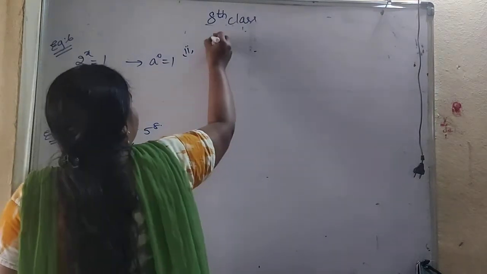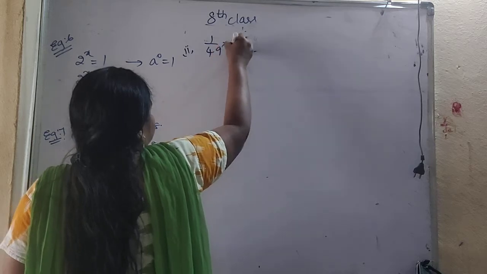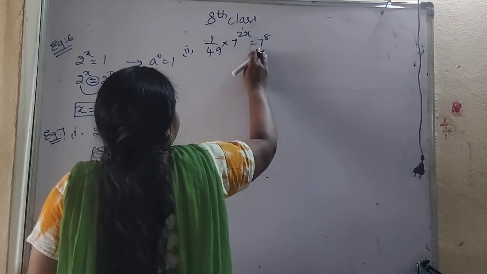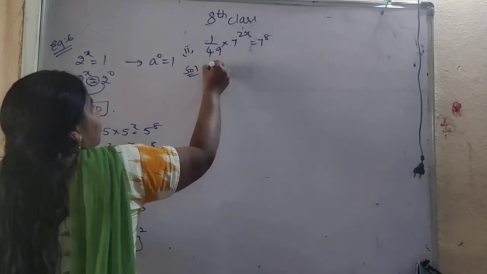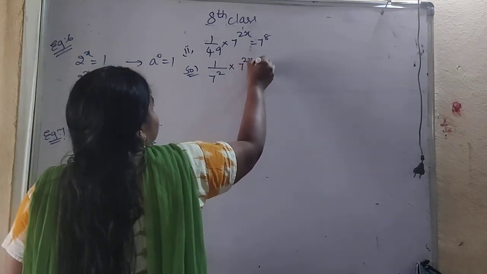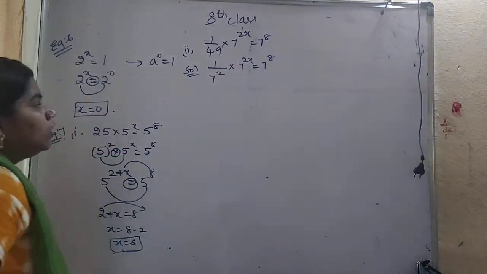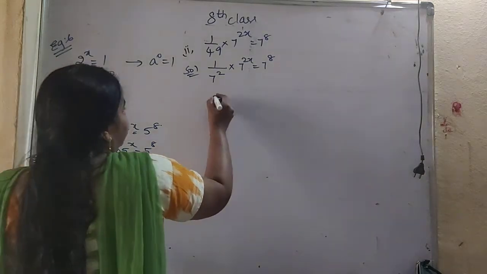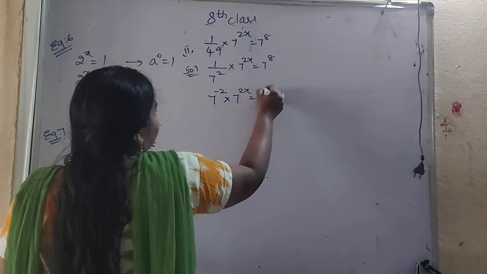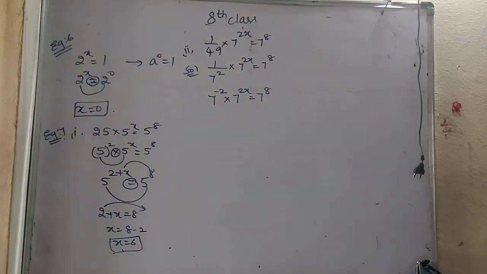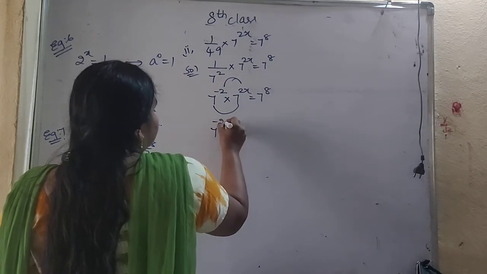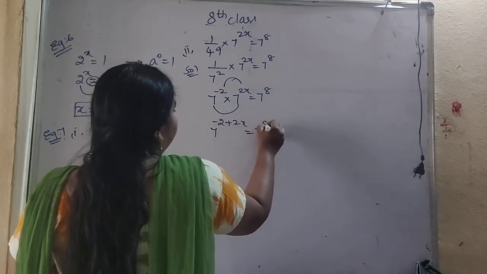Second one. 1 by 49 into 7 power 2x is equal to 7 power 8. So 1 by 49 can be written as 7 square, so 7 power minus 2 into 7 power 2x is equal to 7 power 8. Here both bases are equal, so we have to add the powers. So 7 power minus 2 plus 2x is equal to 7 power 8.